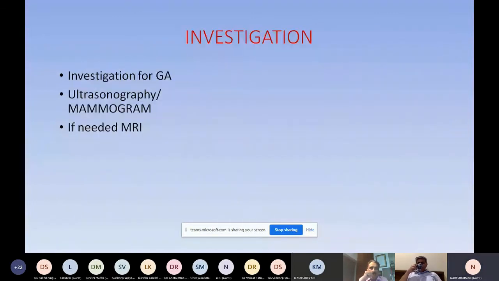On investigation, I will assess the patient for general anesthesia, and I will do ultrasonography or mammogram of the breast. If needed, I will do an MRI.